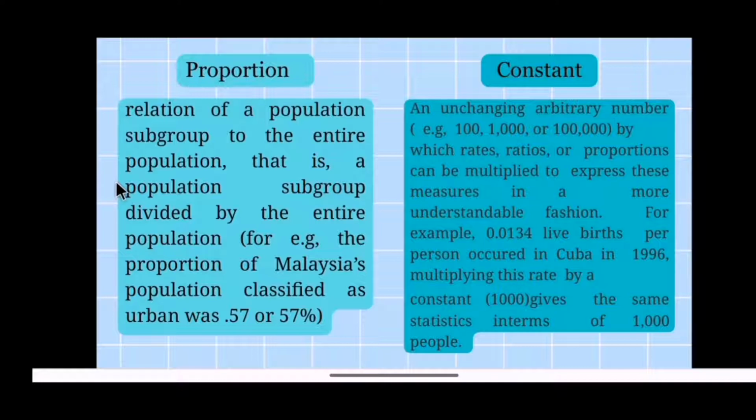Always remember that when we say constant, it is an unchanging arbitrary. So therefore, no matter how much the ratio is, if we are going to multiply it to a constant number, we are going to have an answer of an equal.